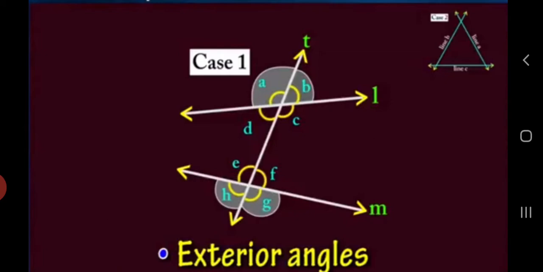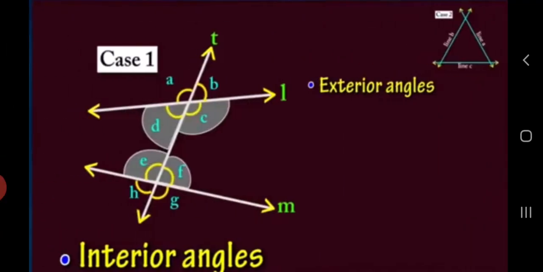First is two pairs of exterior alternate angles. Angles marked B and H form one pair, while angles marked A and G form the other pair of exterior alternate angles. Now coming to two pairs of interior alternate angles. Angles marked D and F form one pair of interior alternate angles, while angles marked C and E form another pair of interior alternate angles.